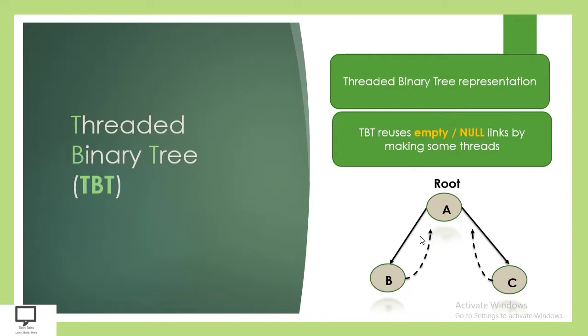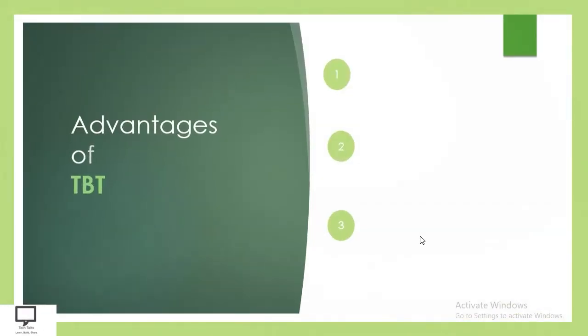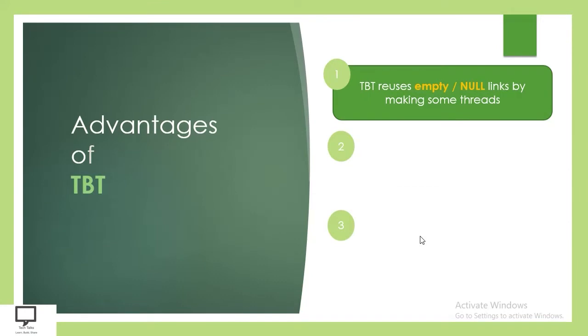Now let's see what are the advantages of the threaded binary tree. Let's see the first advantage. It reutilizes the empty or the null links by making some threads. So threads are reusing the null pointer or the empty space. Though they are holding the null, or if they are empty, still we are using the memory space for the allocation for the whole node. So that memory wastage is reused by the threads in the threaded binary tree is the first advantage.